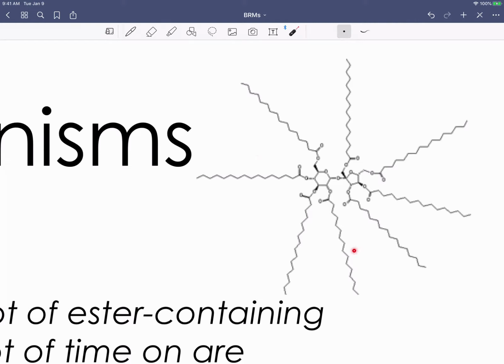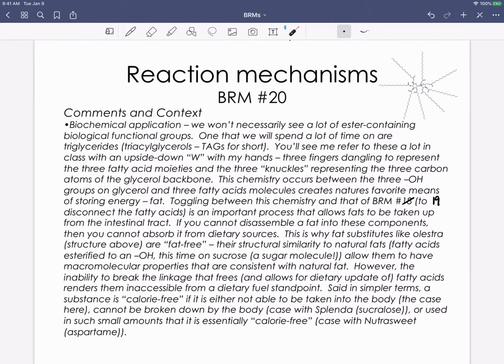So it makes kind of a synthetic fat that has the mouthfeel of a natural fat. But again, we do not have the enzymes that will recognize this as a substrate. So we do not snip these off. So these fatty acids do not leave the intestinal tract and go into your bloodstream as a fuel. So this whole thing remains intact in your gastrointestinal tract. So again, the inability to break these linkages renders this molecule basically inaccessible from a dietary fuel standpoint. So again, this is going to be something that's calorie-free because we're not able to take it up into our body.